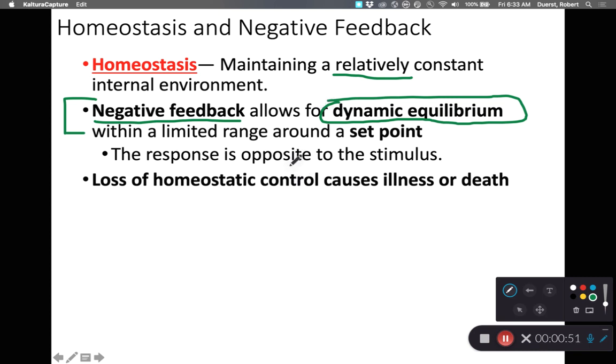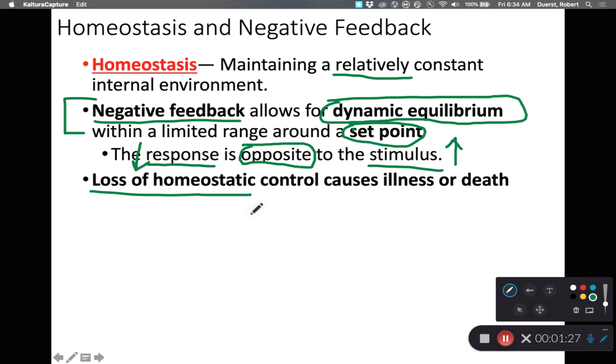And one of the key distinctions of negative feedback is that our body's response is always going to be opposite to the stimulus. So for instance, if our body temperature is going up, our response will be to lower our body temperature by sweating. We're always going to try to return to the set point with our negative feedback to maintain homeostasis. If we have a loss of homeostasis, we could have a disease state, and if the loss is profound, we could have death occur.